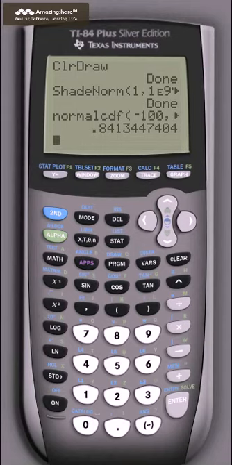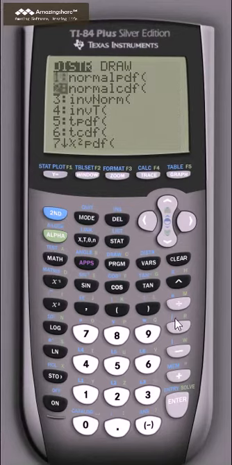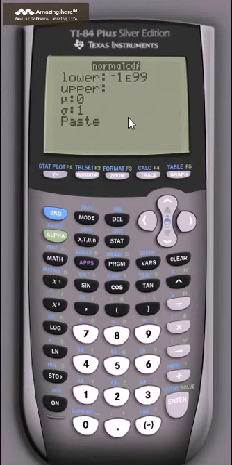Let's flip the bounds now, but this time let's use the wizard. The lower bound defaults to negative 1 e to the 99, but we're going to look at the area to the right of Z equals 1, or that is 1 standard deviation above the mean. This is the proportion of values that lie 1 standard deviation above the mean. And I'll use the calculator's approximation for positive infinity here, 1 e to the 99. I could also have used the value of 100, as I did in the previous example. And paste.